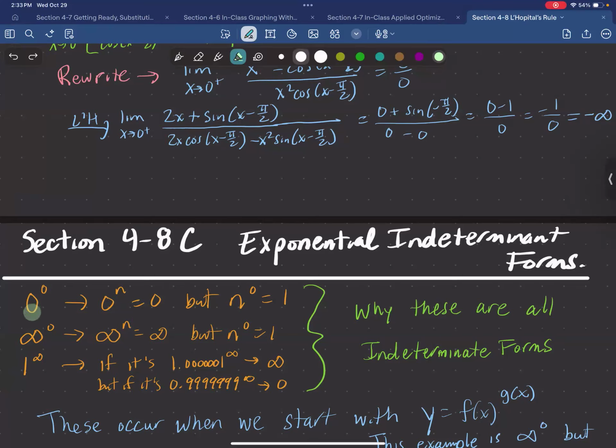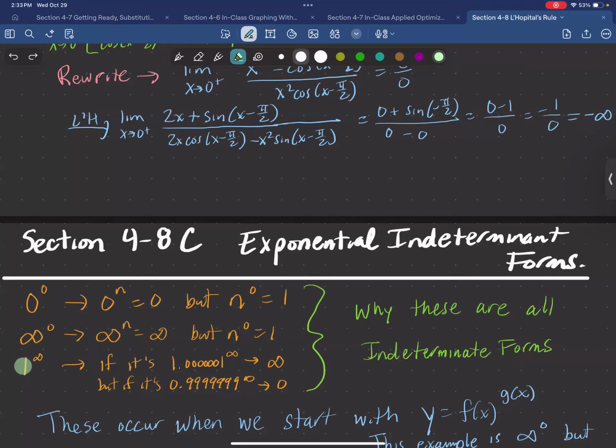So if we're just looking at the bottom as it goes, 0 to some number is just 0. But if we're doing some number to the 0 power, it's 1. So which of these is winning out? If we do infinity to 0, infinity to the n is just infinity, but n to the 0 is 1. So is infinity beating 1 or is 1 beating infinity? Which one's taking over? And if we do 1 to infinity, it's not exactly 1.